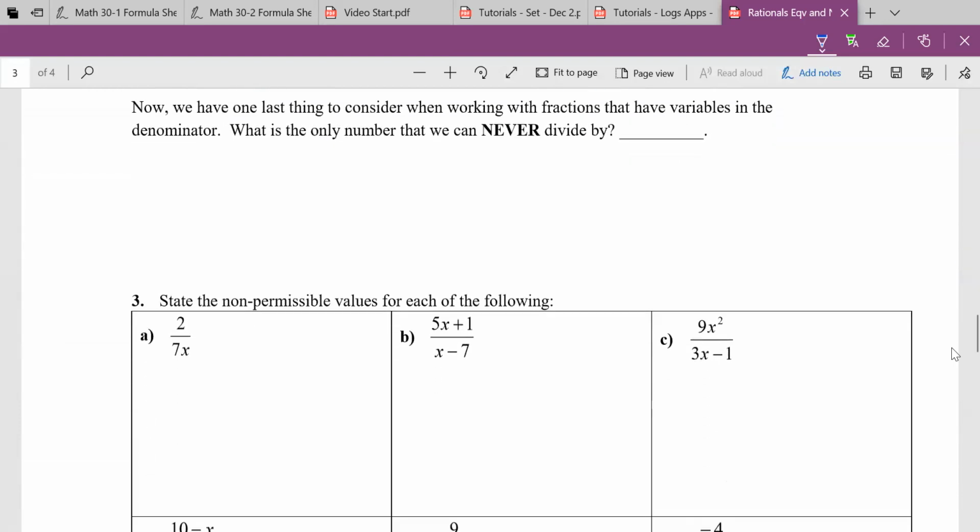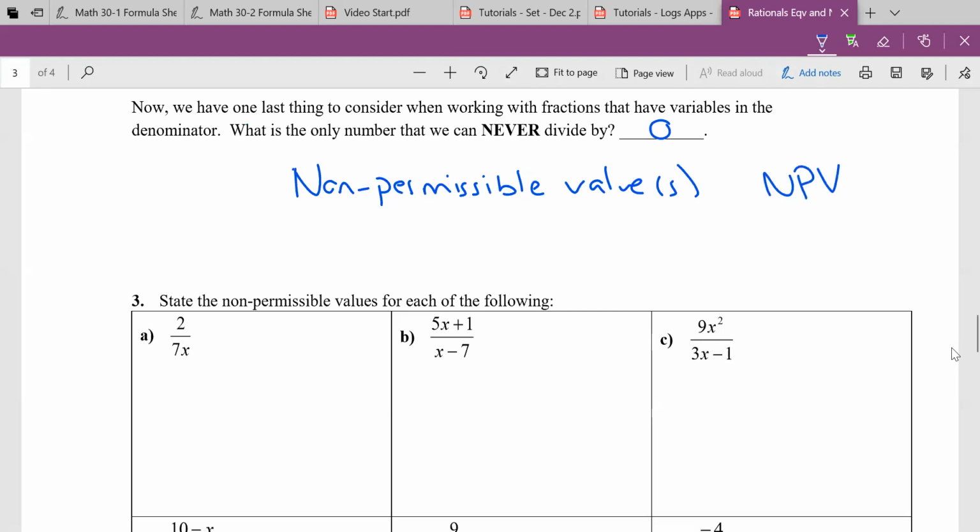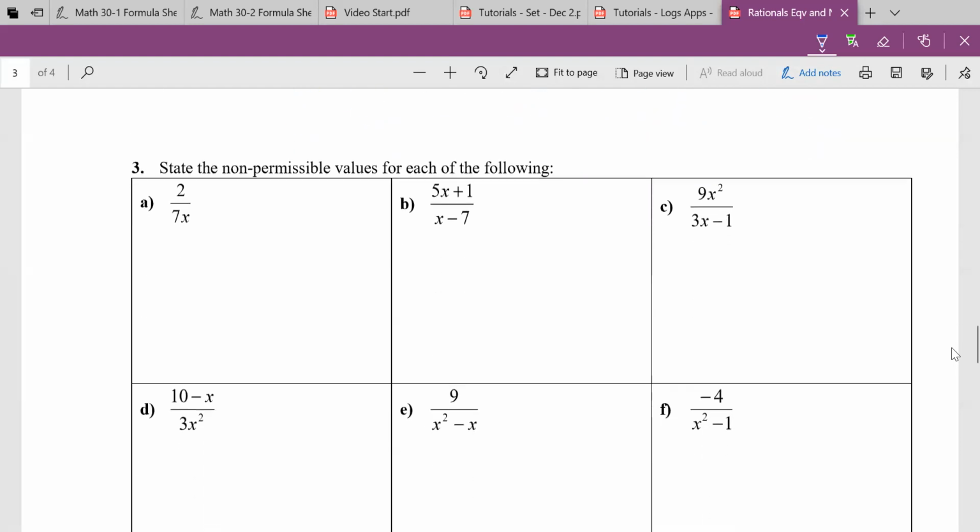Now, the last thing we need to think about when we're dealing with fractions is the number we can never divide by. We can never divide by 0. This is going to be called our non-permissible value. We cannot divide by 0. Or values. Sometimes there'll be more than one. NPV for short. We must find this on every single question. So this is crucial to the rest of this unit.